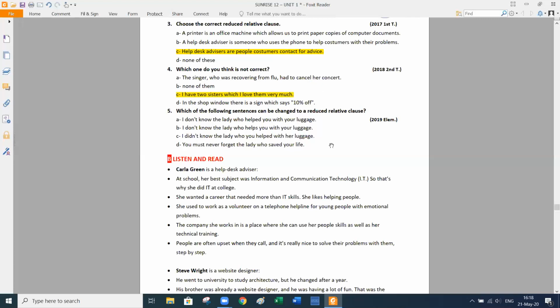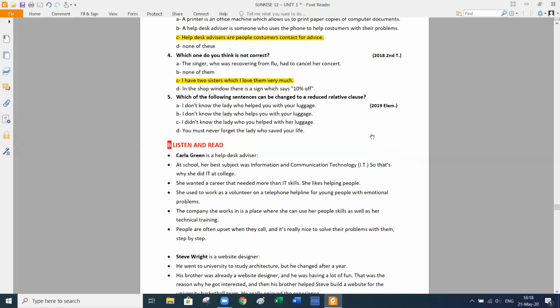Because it's not correct. And the next one, which of the following sentences can be changed to a reduced relative clause? Yes, it's asking can be changed. It means which of the following relative clauses can be changed to a reduced relative clause. It's not asking to find the reduced relative clause. It's asking which of them can be reduced. It means we are looking for the relative clause where the relative pronoun is object.